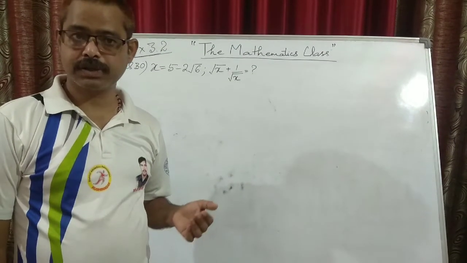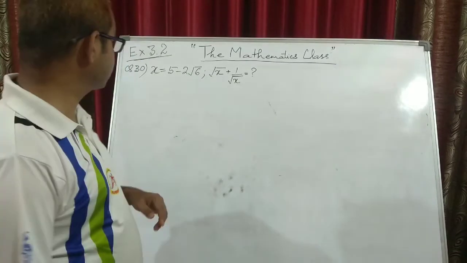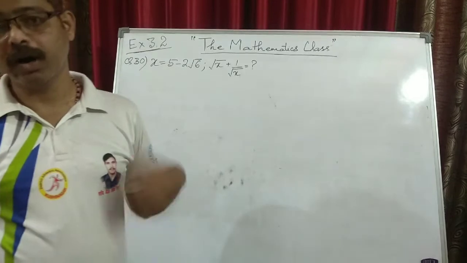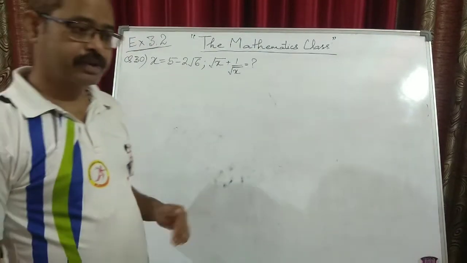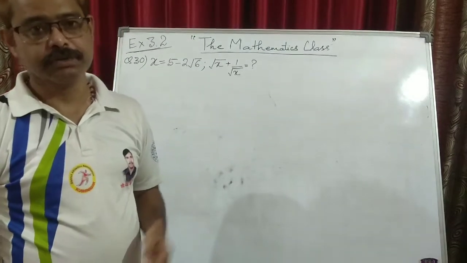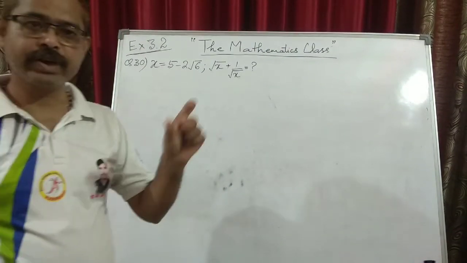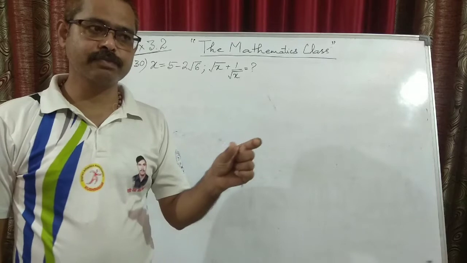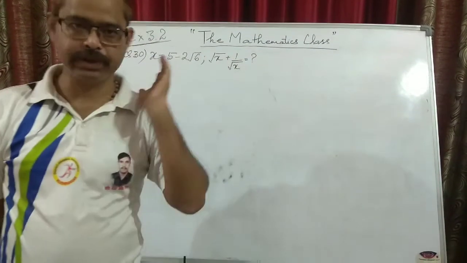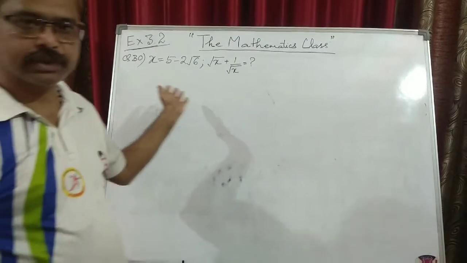In the last class we discussed up to exercise 3.2, that was the last exercise of expansion. After this we will be starting factorization, but before we start factorization, three questions were left because we are moving in order as multiples of 3. So the 30th question is left, 33 and 36. So I'll take up the 30th question.